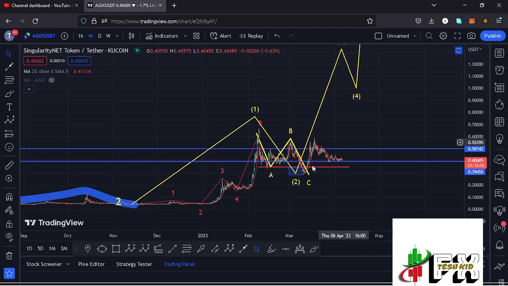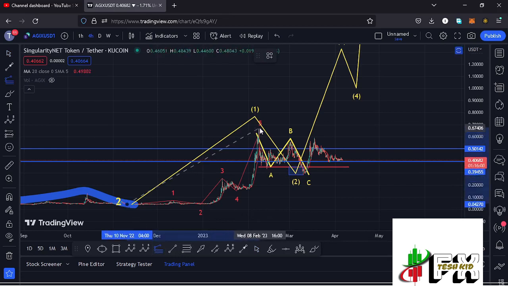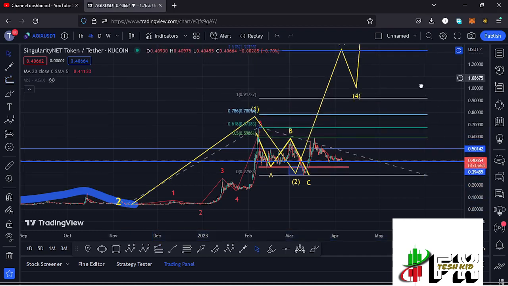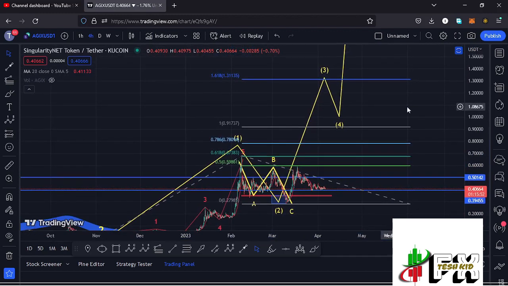Allow me to first sketch a target area to the upper side in the formation of that wave 3 by connecting the trend based Fibonacci from the low of the first wave to the high of that wave 1, then dragging the fibs to the low of the second wave, and that now gives me a target area in the formation of that wave 3 at the fib level 1.618, and that is at around the $1.31135 mark, and that is the minimum that I'm expecting AGIX to do here on the long term scenarios in the formation of this wave 3.